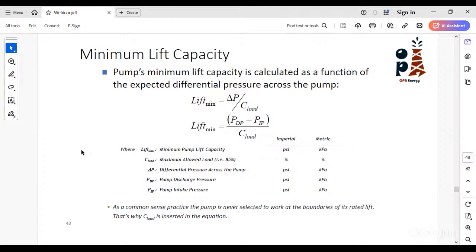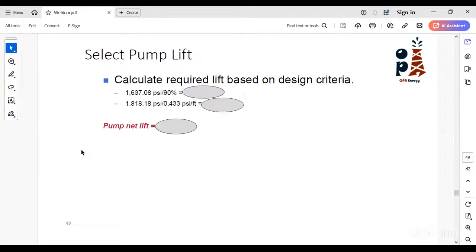So if you need a net lift X, for example, you should divide this X by the maximum allowable load to get the minimum lift capacity of your PCP. In our case, we have got the differential pressure between the pump discharge and the intake pressure. In our case, it is 1,637 PSIs, and dividing it by 90%, we can get 1,818 PSIs.